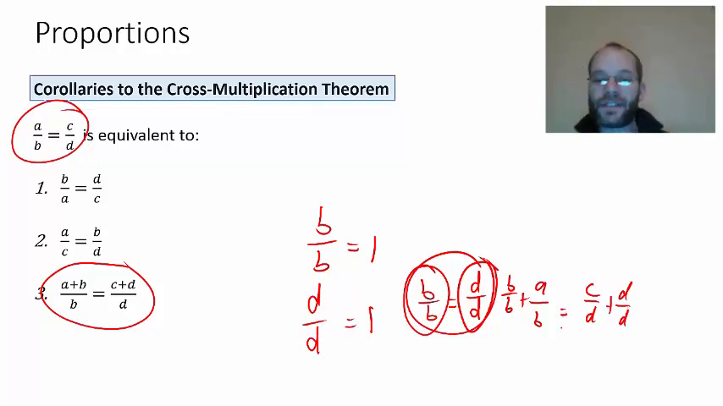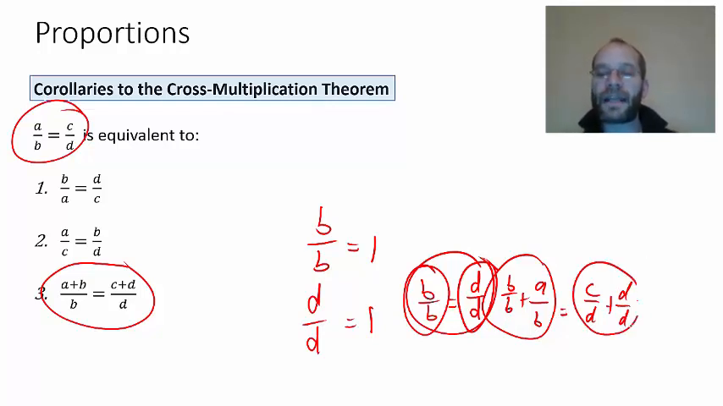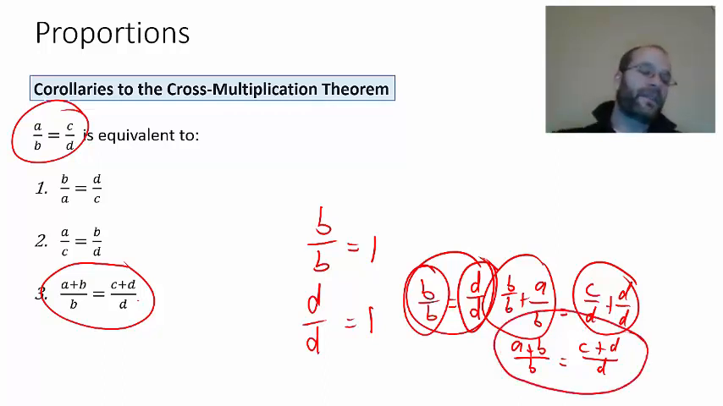Well, now we have a situation in which we have fractions on the left that are being added together with the same denominator, common denominator, and on the right are being added together with a common denominator. And you may remember that when I add fractions with common denominator, I simply add the numerators and set them over that common denominator. So this turns into A plus B over B equals C plus D over D. So again, this is perfectly fine. This is a legitimate form of the original proportion.